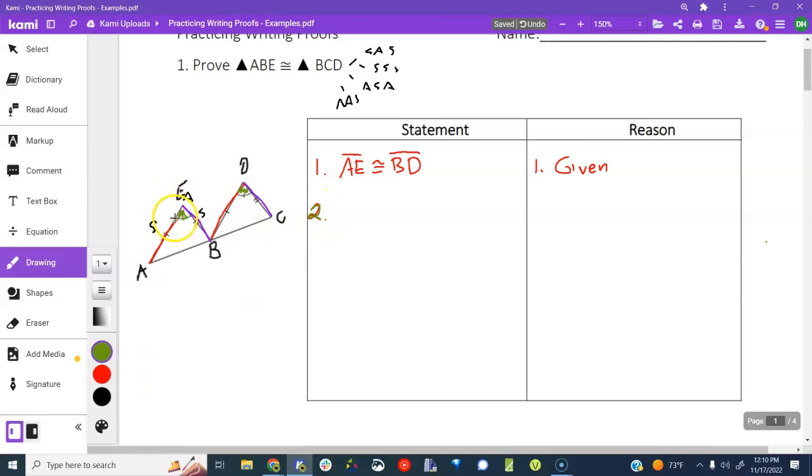Same thing, number 2. Got angle E and D. So angle E is congruent to angle D. That's also given. And then lastly we have, what is that? BE and CD.